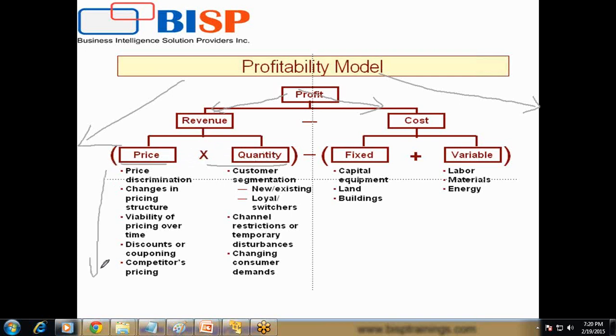The parameters for price could be price discrimination and so on. Similarly, quantity could be customer segmentation, loyal, switchers, new or existing. There are many parameters with which you evaluate your quantity. The cost could be broadly classified as fixed cost and variable cost. The fixed costs are like your capital expenses, capital equipment, land, building, and then you have variable cost. So when you design your profitability model and consider your measures, you need to pay attention to this model. Variable cost could be labor, material, and energy, which may vary from time to time.